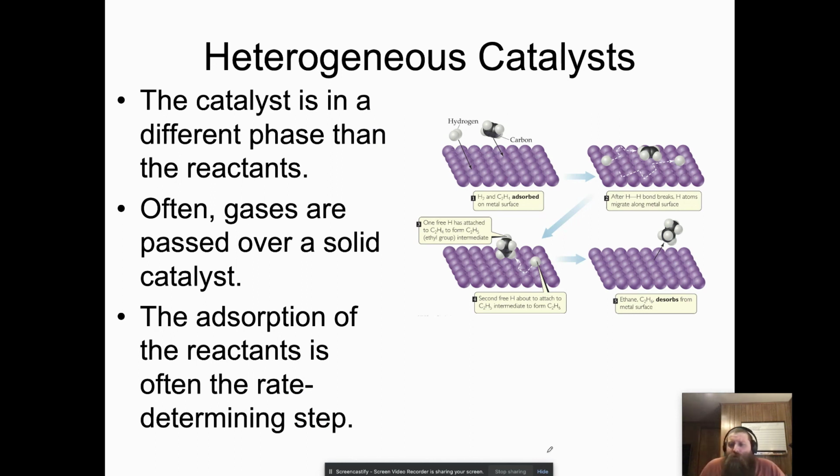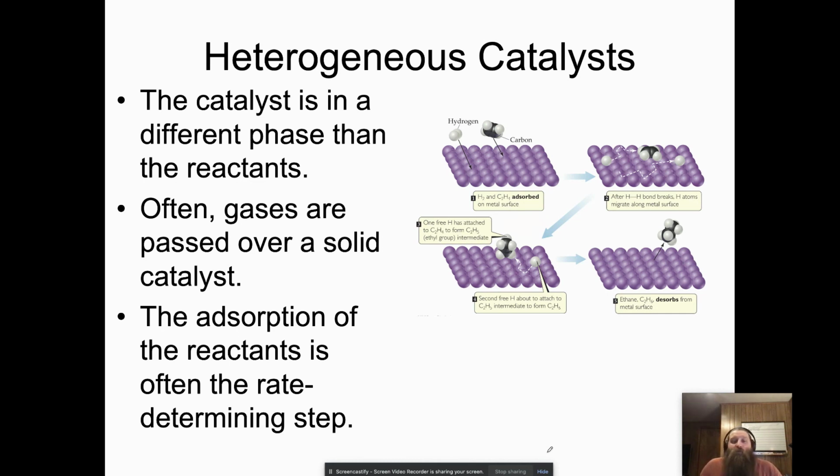Now, a lot of times we'll see this in organic chemistry. Palladium and platinum are pretty common catalysts in organic chemistry. And what we typically do is pass a gas over a solid surface. A great example of this would be your catalytic converter in your car, where gas from the engine is going to pass over that metallic surface.